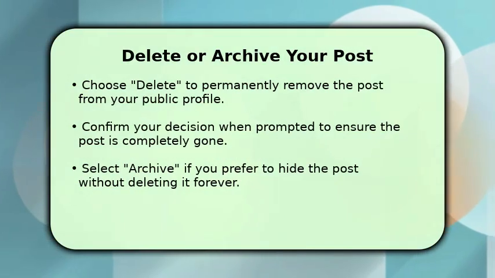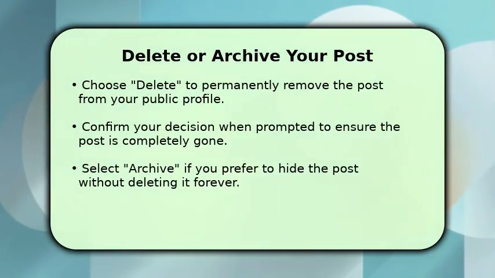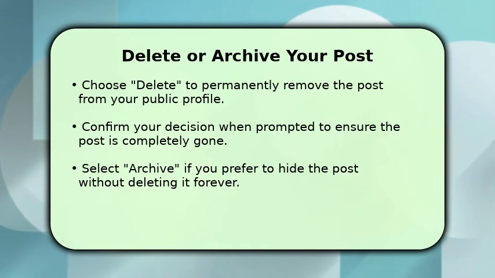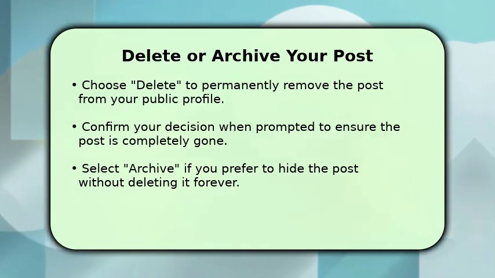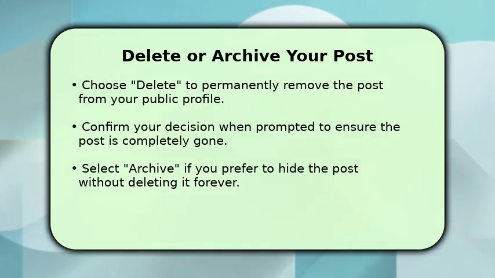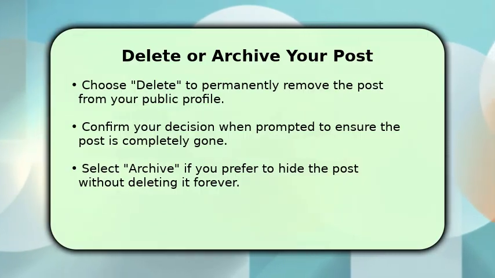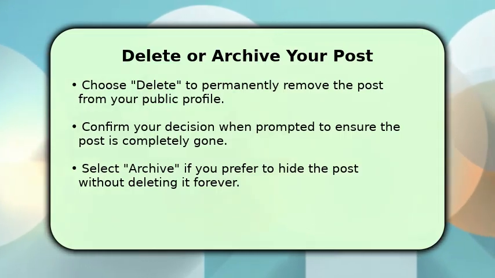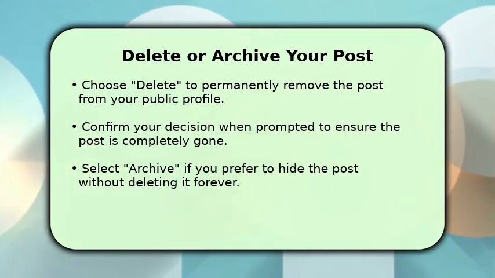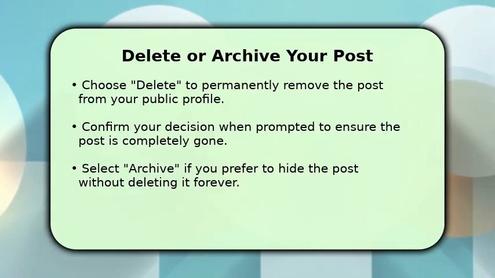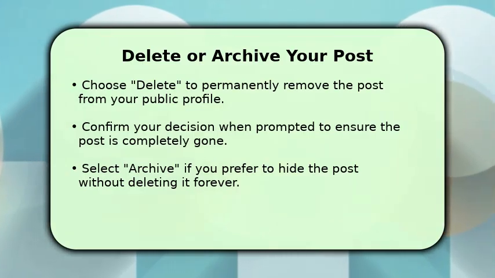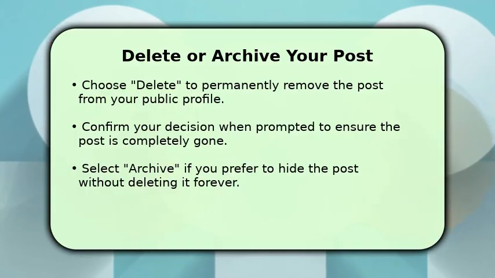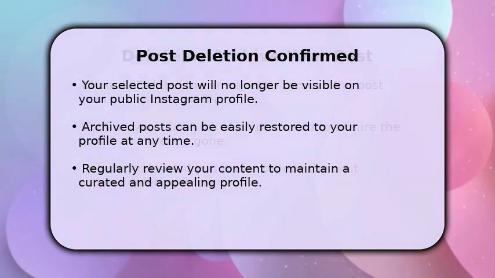Once the options menu appears, you have two main choices: delete or archive. If you want to permanently remove the post from your profile, tap delete. You'll then be asked to confirm your decision, which is an important step to prevent accidental deletions. Alternatively, if you wish to simply hide the post from public view without deleting it, choose archive. This keeps your content accessible to you later.